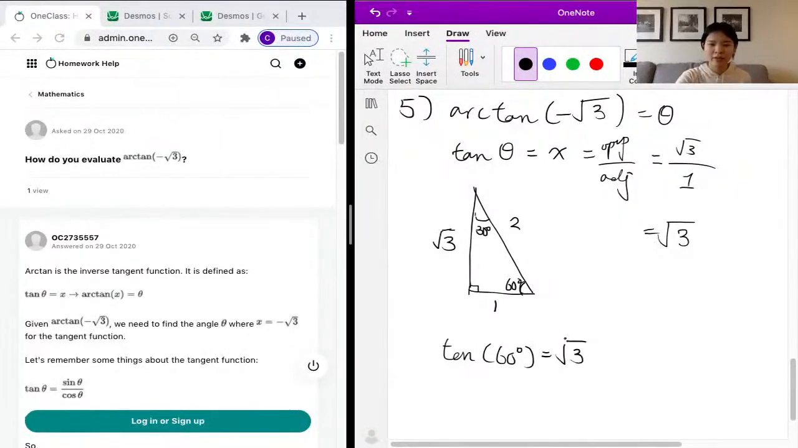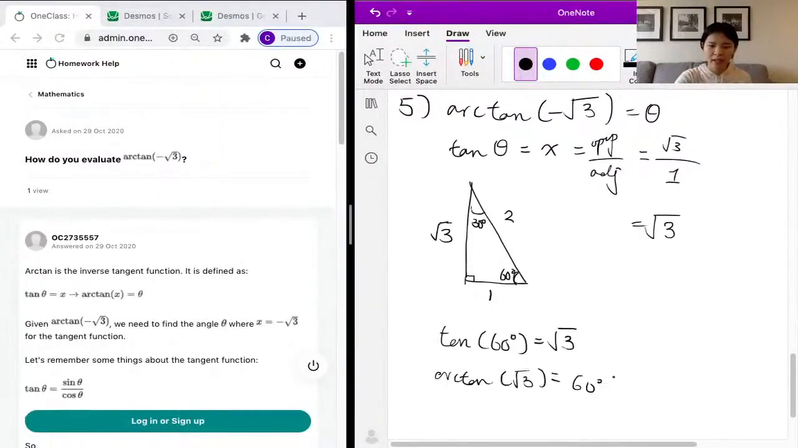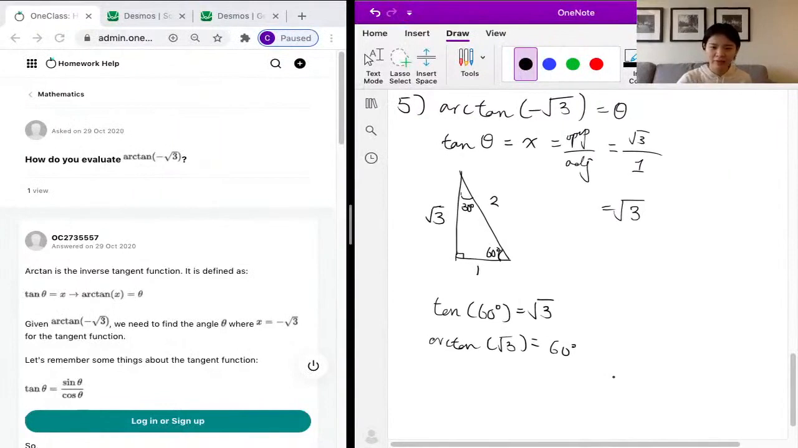However, we're not looking at the arctangent of root 3. Let's just write down here: the arctangent of root 3 is equal to 60 degrees. But again, we're not looking at the arctangent of root 3. We're looking at the arctangent of negative root 3.